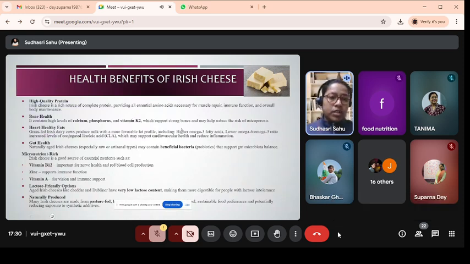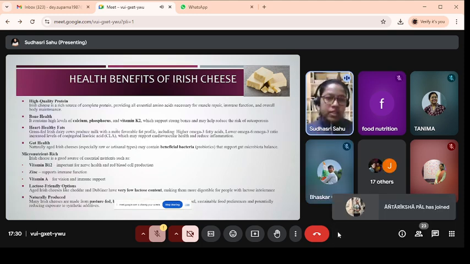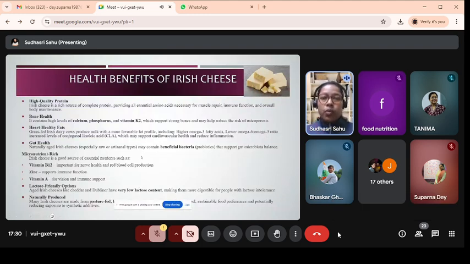And for bone health also, it contains a high level of calcium, phosphorus, and vitamin K. And heart health fats also. Irish cheese is more important because it's prepared from Irish cows. These cows are generally fed on organic grass. That's why the grass-fed Irish cows produce milk with a more favorable fat profile, mainly including omega-3 fatty acids.